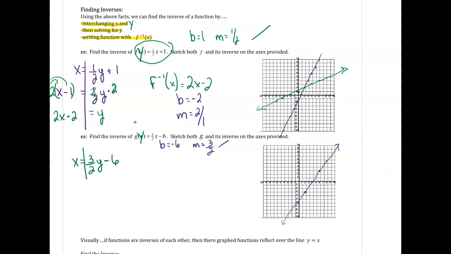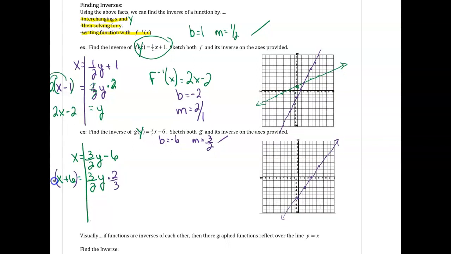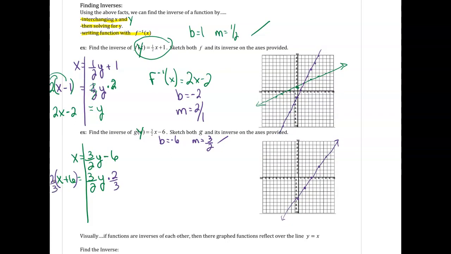And now I'm going to get this new y alone, so I'm going to add 6 to the other side. So it's x plus 6 equals 3/2 y. To get rid of this fraction, again, I'm going to multiply by the reciprocal, so by 2/3. That means all of this is going to be multiplied by 2/3. The 3/2 and the 2/3 cancel out. You're just left with y. Distribute my 2/3 in. I get 2/3 x, and 2/3 of 6 is going to be, what's that going to be? 4. And then I can rewrite it with its inverse notation.